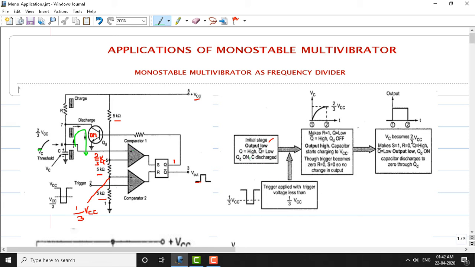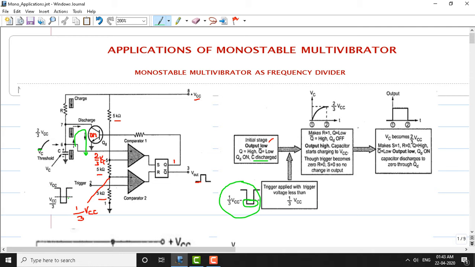Now let us see that. We have seen that for the condition Q equal to 1 and Q bar low, QD is on and the capacitor has discharged. Once the capacitor discharges, voltage across the capacitor becomes 0. Now, if we apply a trigger input with trigger voltage less than 1 by 3 VCC, trigger is nothing but a pulse of this sort, a negative going pulse here. So now the trigger input goes less than 1 by 3 VCC here.